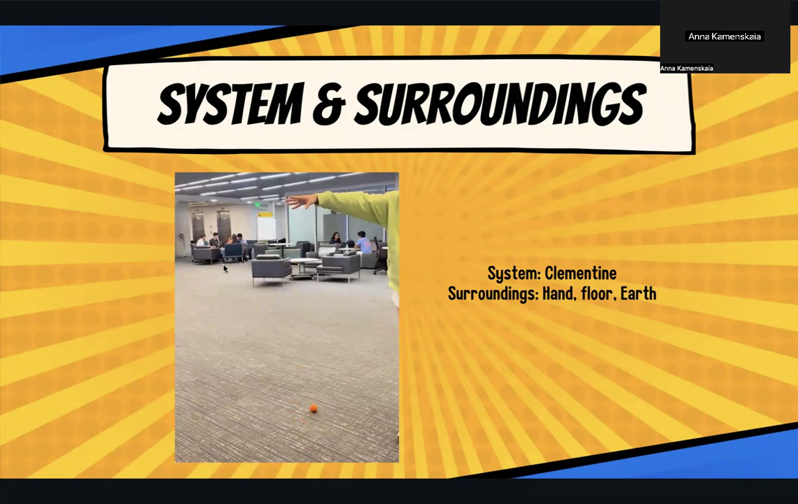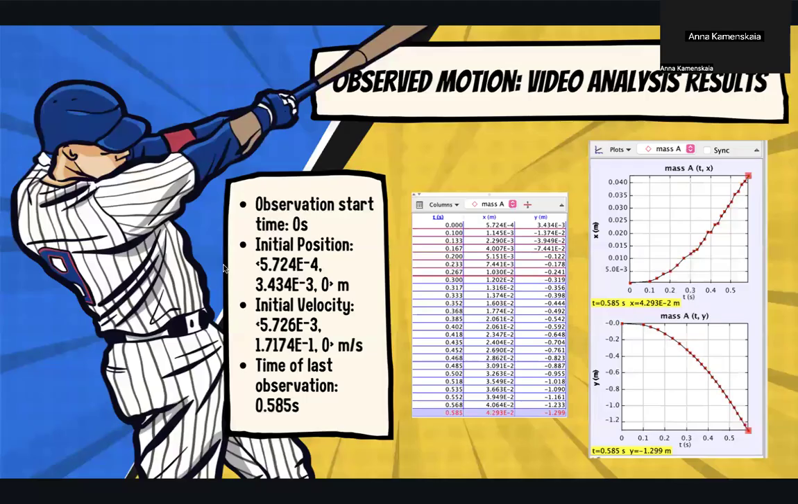All right, so here you could see the clementine being dropped and falling in a straight line. The system here was the clementine, and the surroundings included the hand that dropped the clementine from rest, as well as the floor and the earth, constantly acting on all objects. So here are the observed motion points, as well as the graphs.